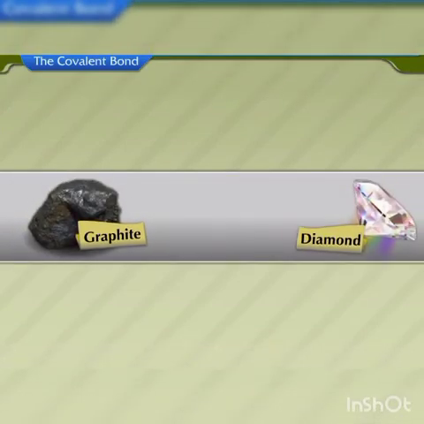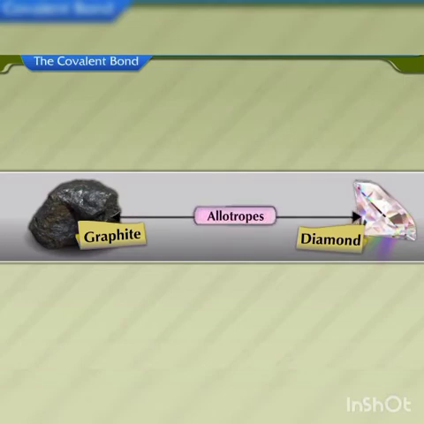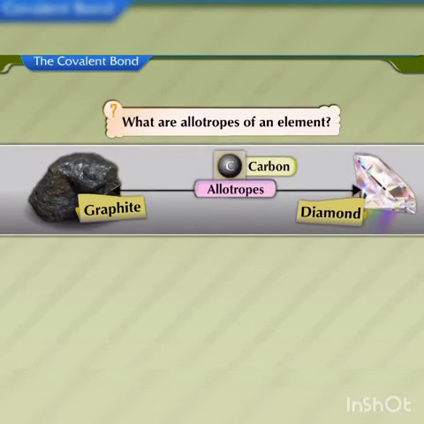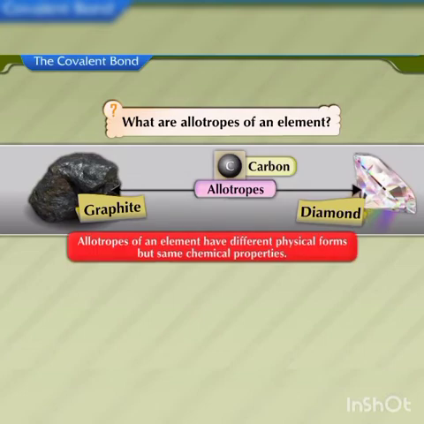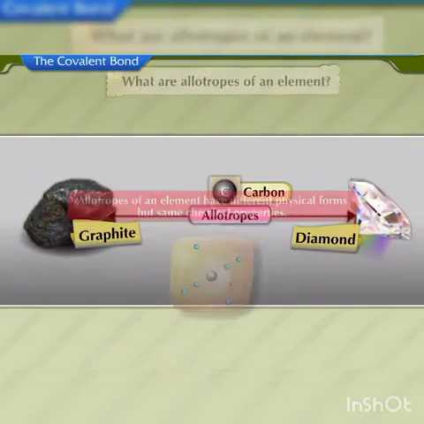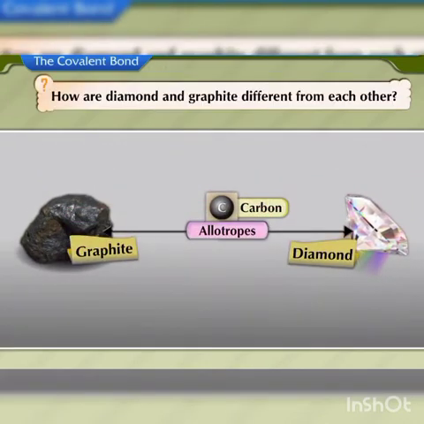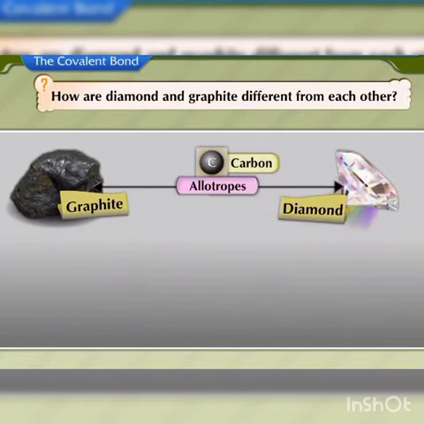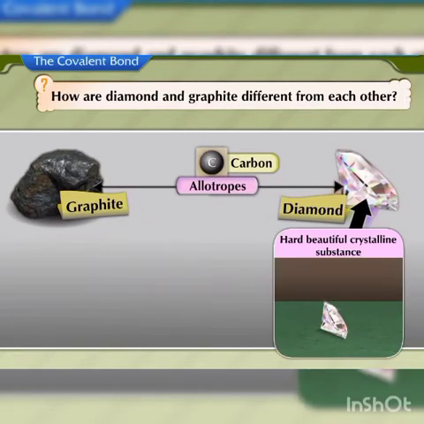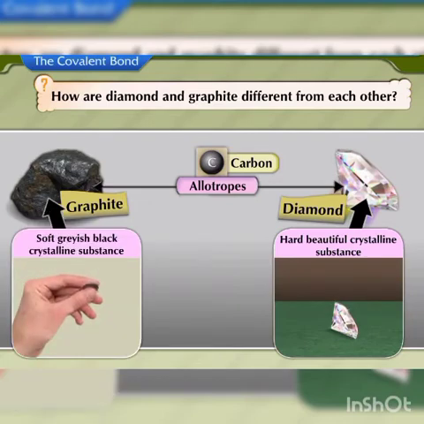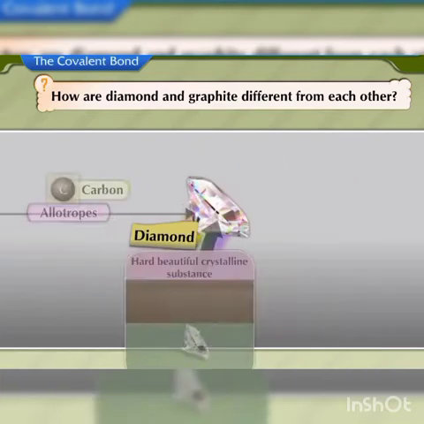Diamond and graphite are allotropes of carbon. What are allotropes of an element? Allotropes of an element have different physical forms but the same chemical properties. How are diamond and graphite different from each other? The diamond is a hard, beautiful crystalline substance, while graphite is a soft, grayish-black crystalline substance.